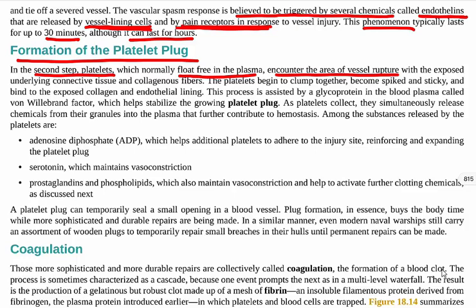And they're going to get to that area and to the underlying connective tissue and the collagenous fibers, and then they're going to start clumping together. So these sticky little platelets are going to start forming these little clumps. They're going to become spiky and sticky, and they're going to bind to that collagen and the endothelial lining. So they're going to create this big lump of stickiness. This process is assisted by a glycoprotein called the von Willebrand factor. It's going to help stabilize the growing platelet lumps, which in this case is called a platelet plug.